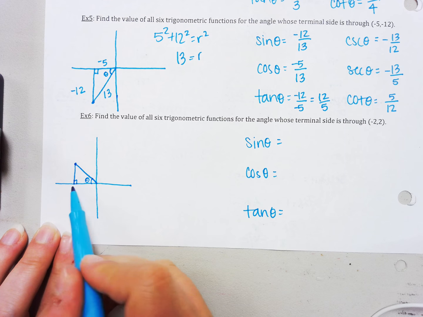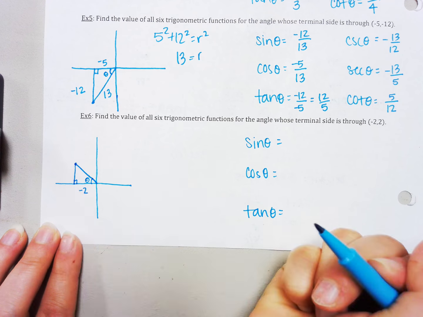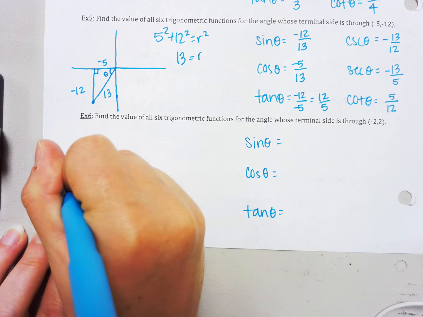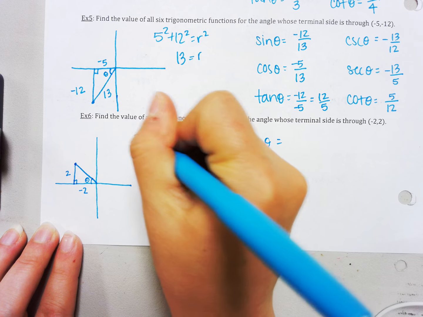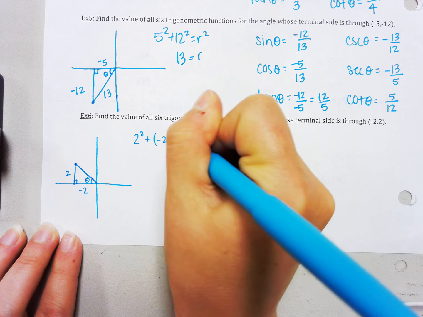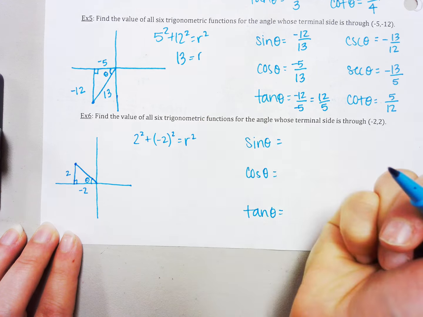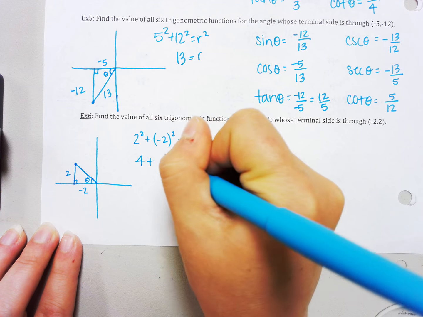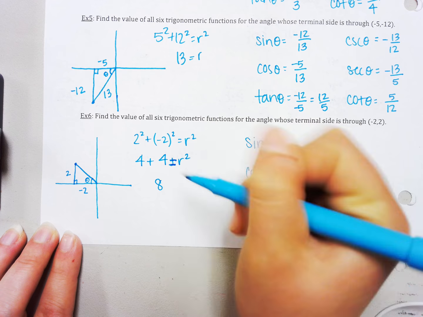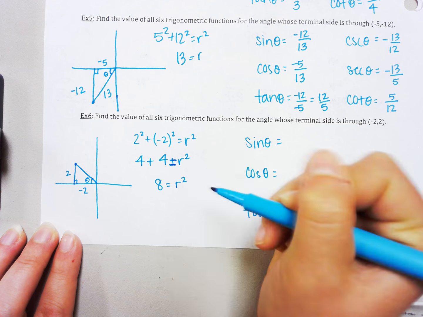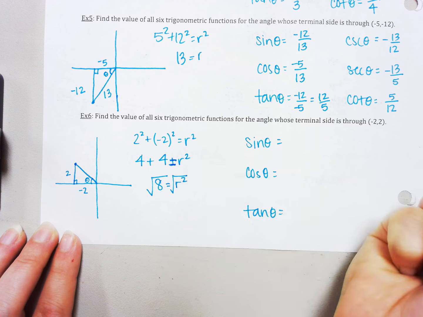My x value is going to be -2. My y value is +2. And this isn't a special triangle or a Pythagorean triple, so we're going to solve it with the Pythagorean theorem to come up with our hypotenuse. This is 4 plus 4 equals r squared. So 8 equals r squared. Take the square root, get the square root of 8.